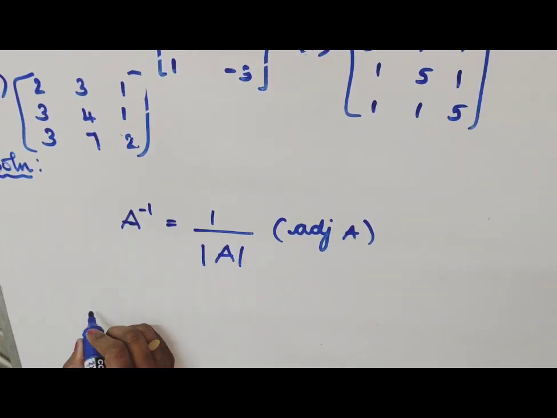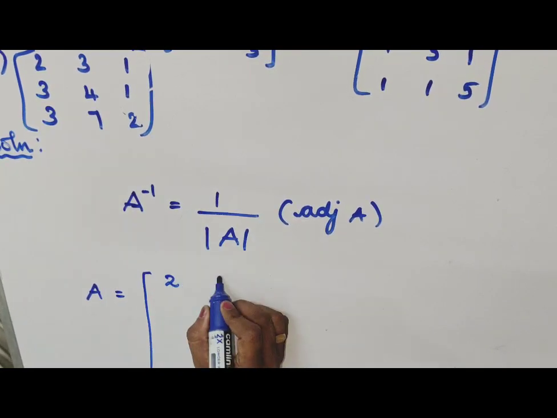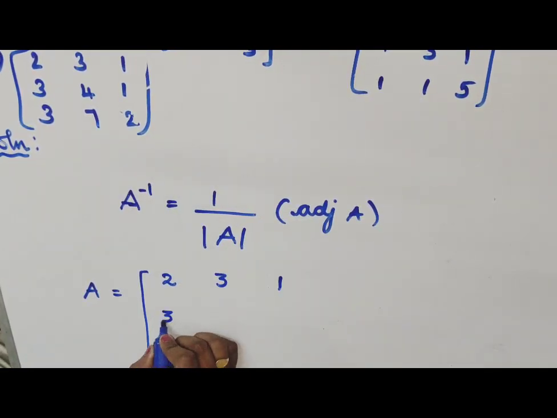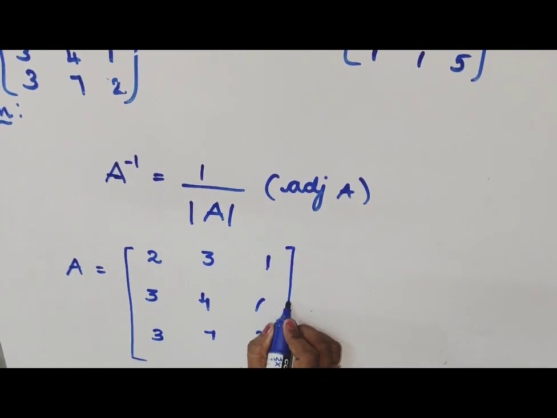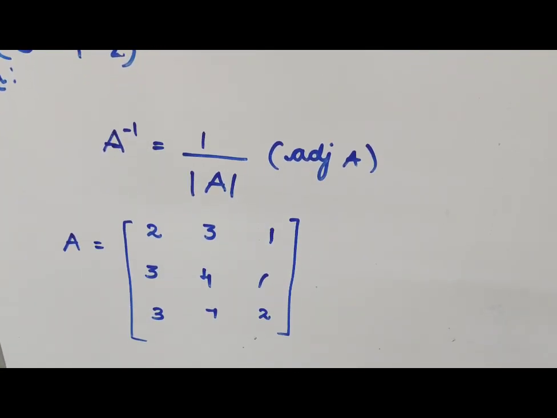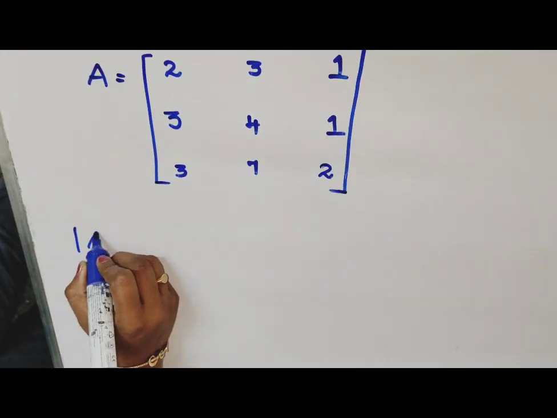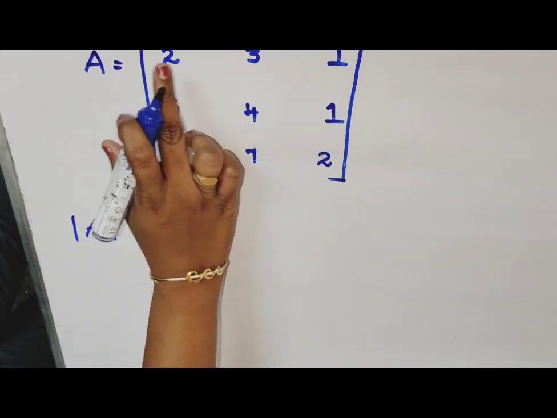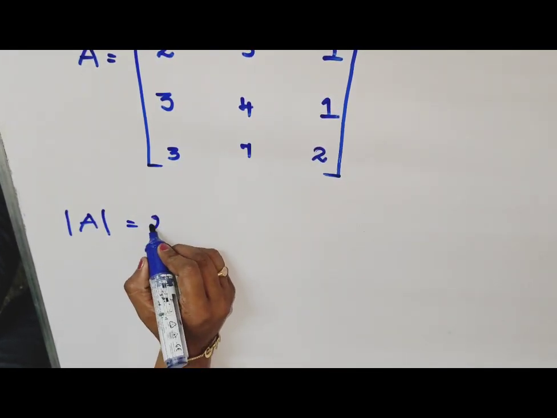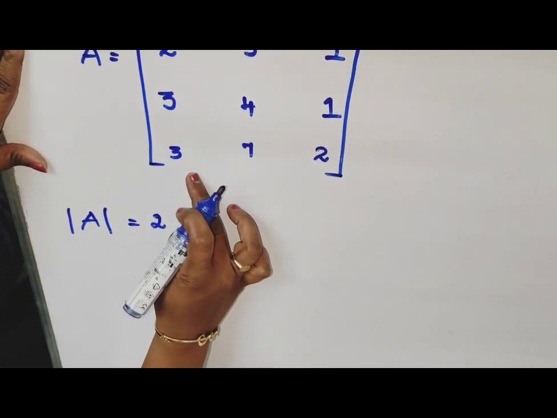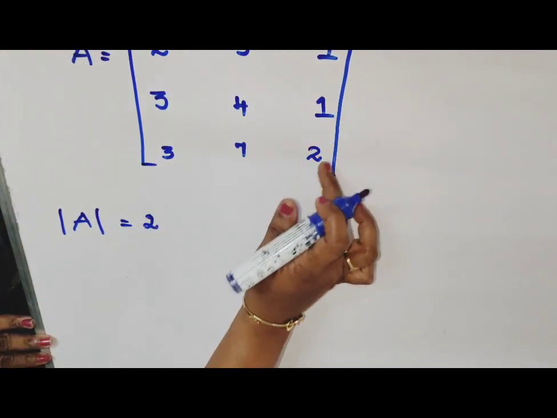Third subdivision, we will consider the matrix as A. Question is 2, 3, 1, 3, 4, 1, 3, 7, 2. Obviously while finding the inverse, first we have to find the determinant of A. How to find the determinant of A? Determinant A equals, either we have to find row wise or column wise. I will always find row wise. 2 into, we have to eliminate the column which is touching that element and eliminate the row which is touching that element. The submatrix would be this.